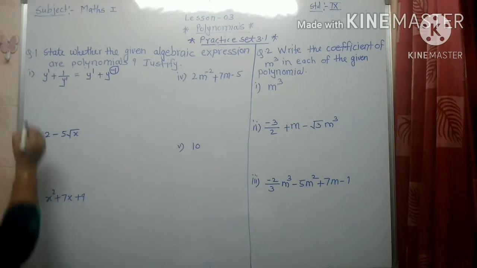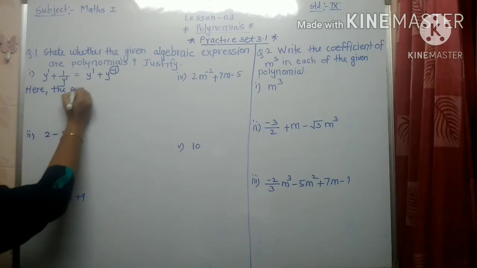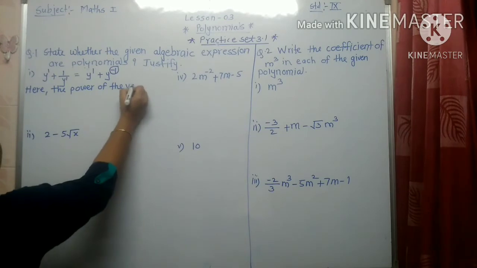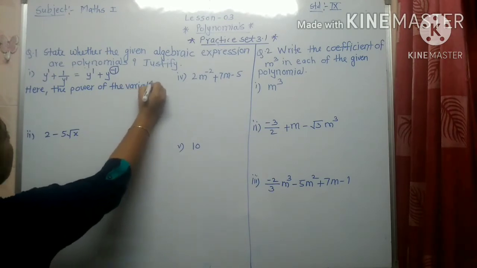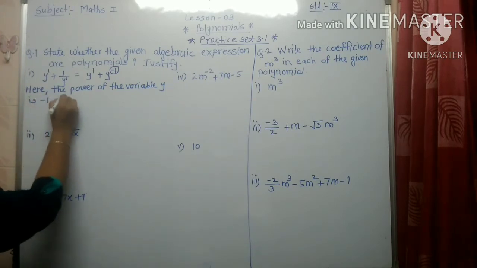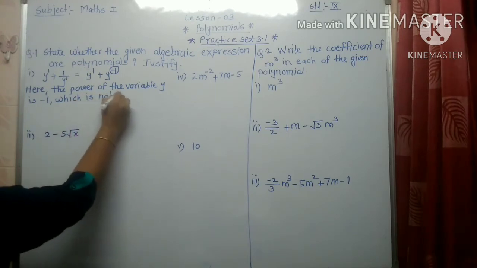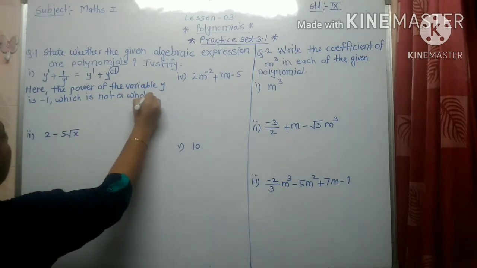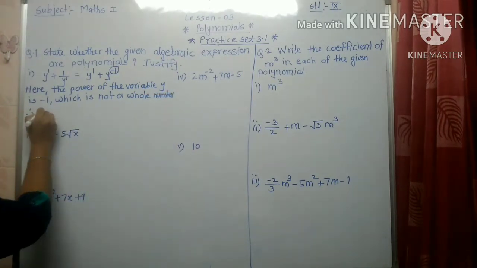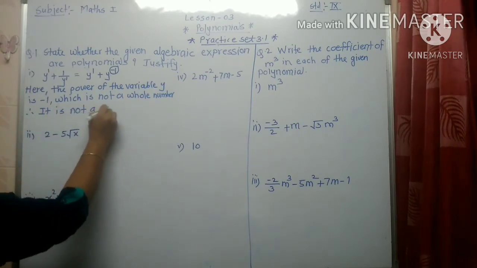So here I will write: the power of the variable y is minus 1, which is not a whole number. Therefore, it is not a polynomial.